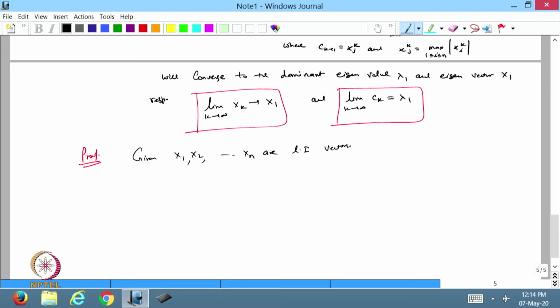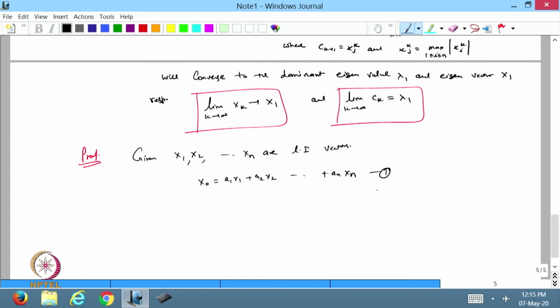Now, from here I can say that if I choose any vector x naught, that can be written as a linear combination. So, I call it a1 x1 plus a2 x2 up to an xn. So, I can write this as a linear combination, because these are n linearly independent vectors. So, any vector which is of dimension n can be written as a linear combination of these. So, that is my equation number 1.